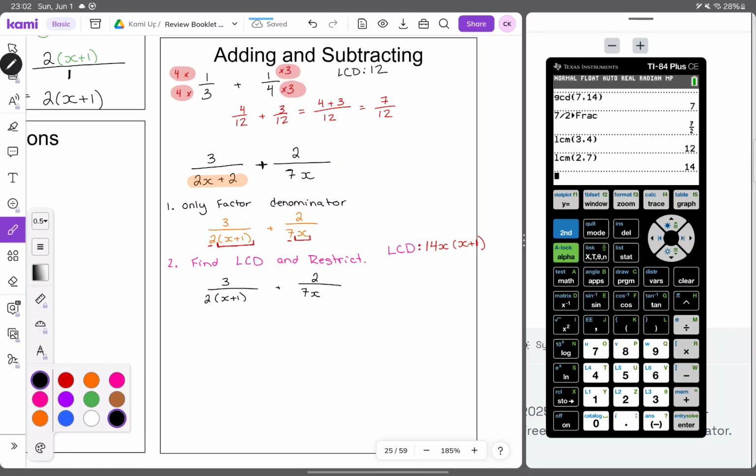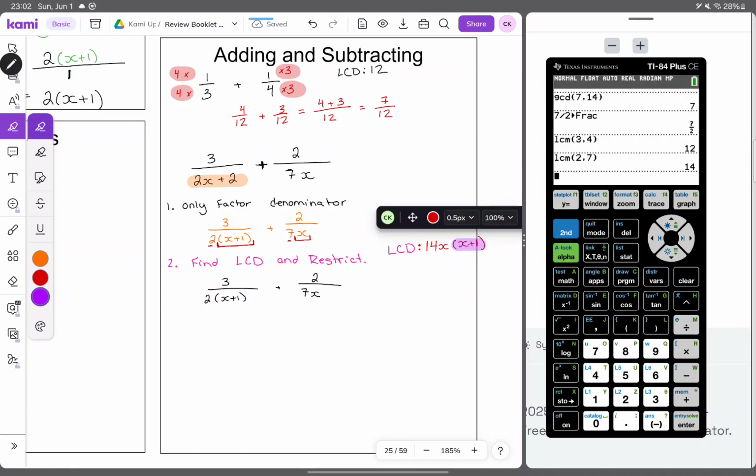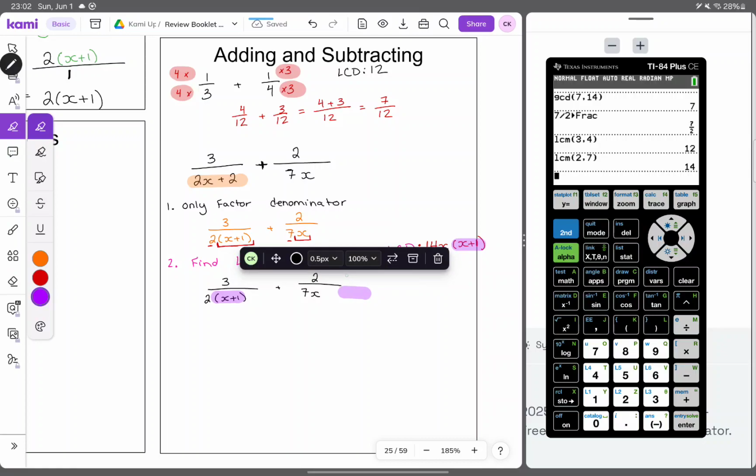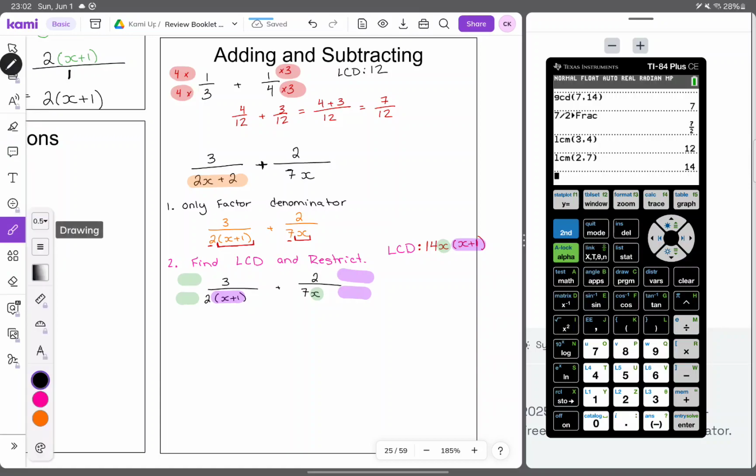So if I color code, I can see this has an x plus 1, this has an x plus 1, this needs an x plus 1. So whatever I do to the bottom, I have to do to the top. If I look here, this has an x, this has an x, this needs an x. So I need to multiply top and bottom by x. So this was multiplying by x plus 1. This guy needed an x.